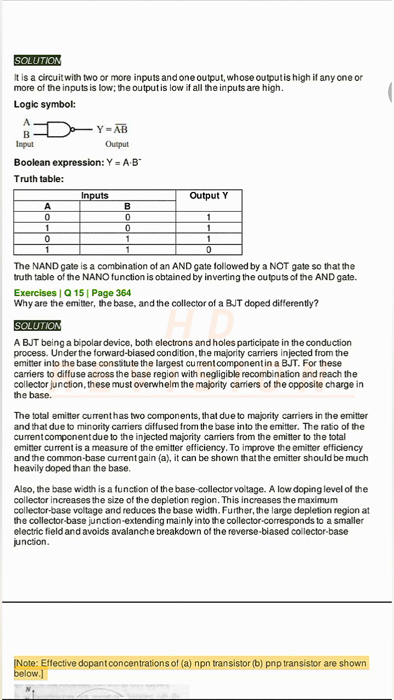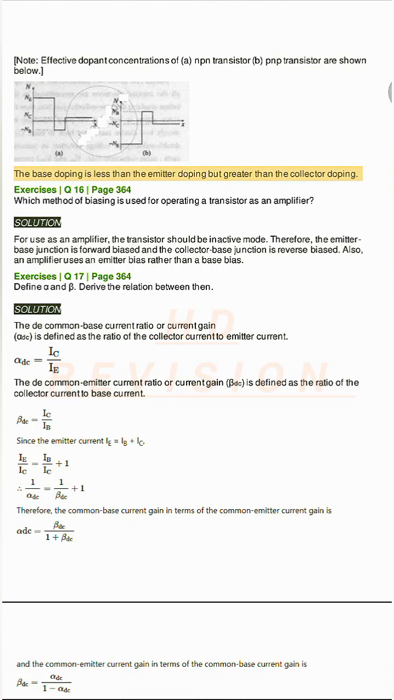Note: effective dopant concentrations of an NPN transistor and a PNP transistor are shown below. The base doping is less than the emitter doping but greater than the collector doping.